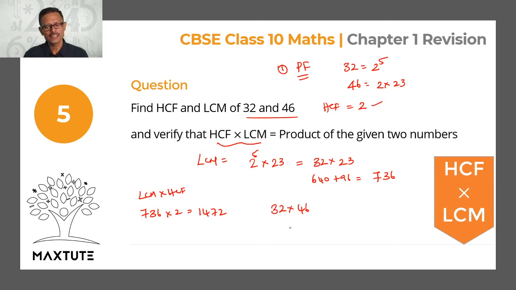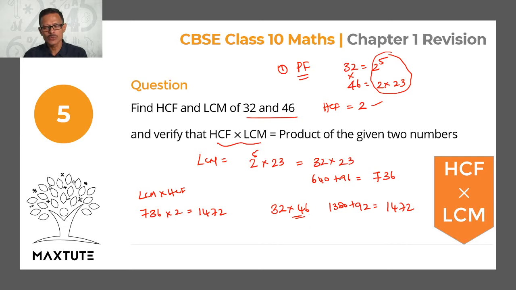46 into 30 is 1380. 2 into 46 is 92. So that's equal to 1472. Right. Just take 1 minute to see why it works. When you find the product of these two numbers, we're multiplying these three numbers: 2 power 5 into 2 into 23 in the prime factorized fashion. That's 32 into 46. This is what your right hand side was.